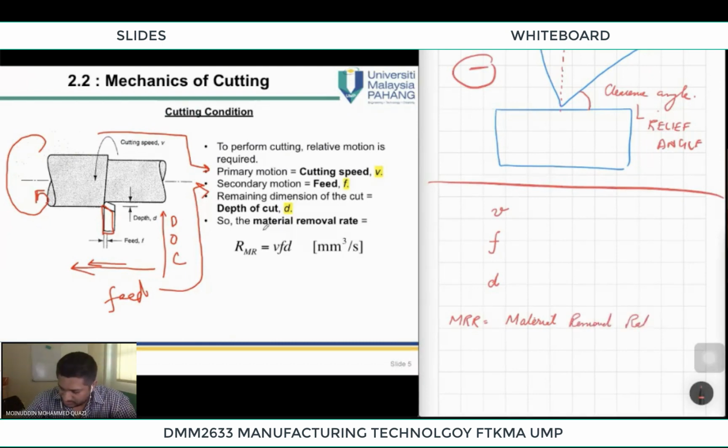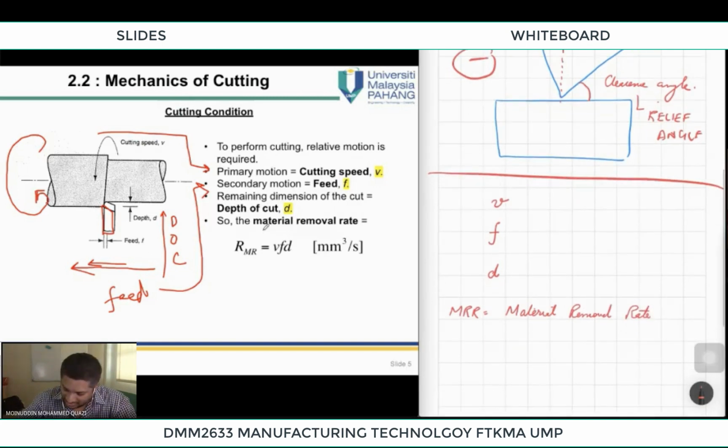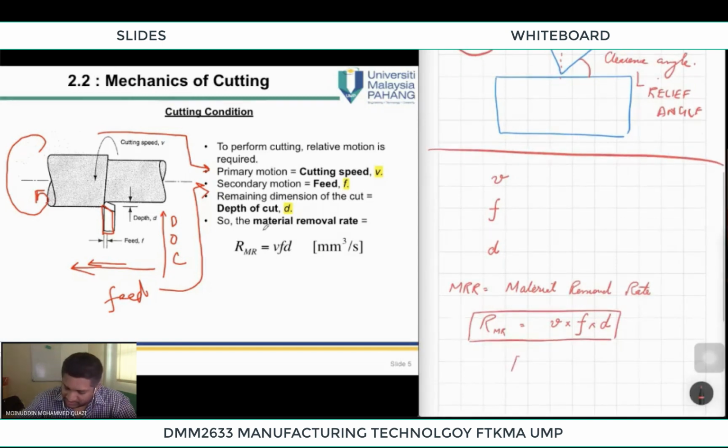This formula is very simple. MRR, material removal rate, is equal to velocity of the workpiece multiplied by the feed of the cutting tool multiplied by the depth of cut, d. And remember to put the unit, millimeter cube per second. So how much volume I am removing in 1 second. So these are the cutting conditions.